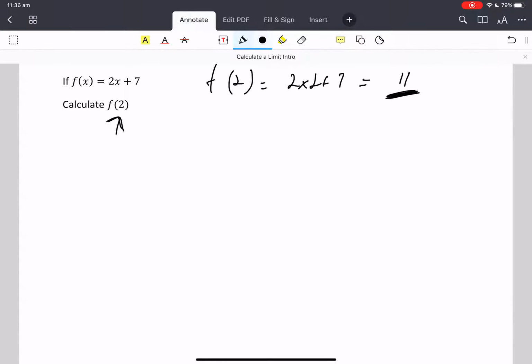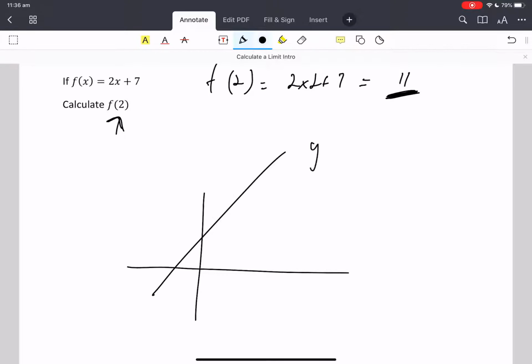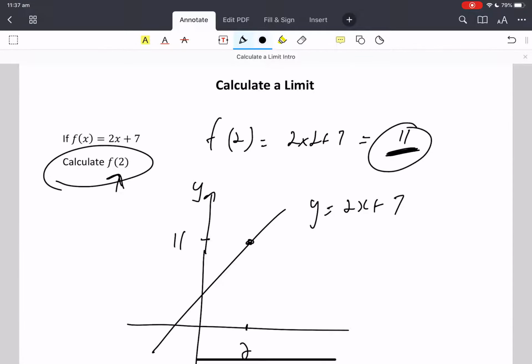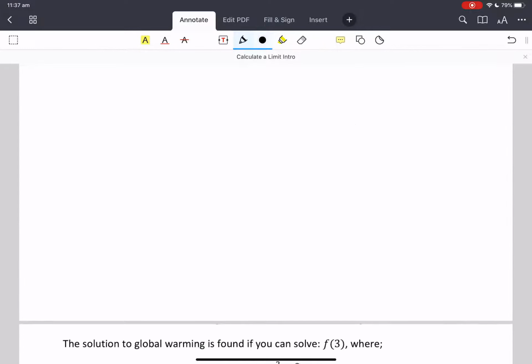The graphical representation of that is if I were to graph y equals 2x plus 7, where x is 2, my y value will be 11. There's a graphical representation of that f of 2 and what my answer represents. Pretty basic, we all know that.